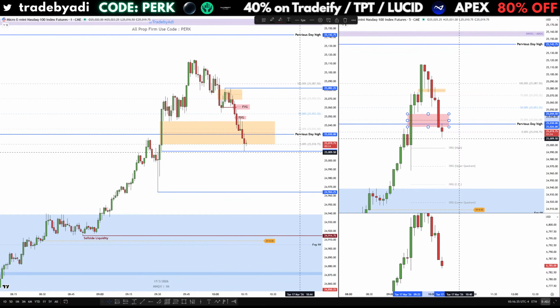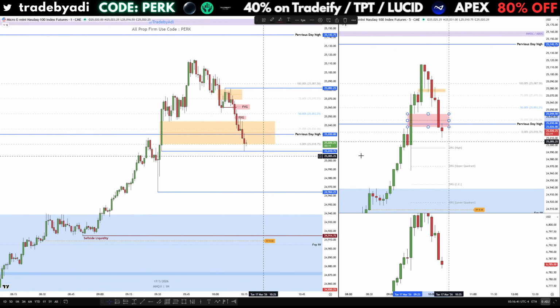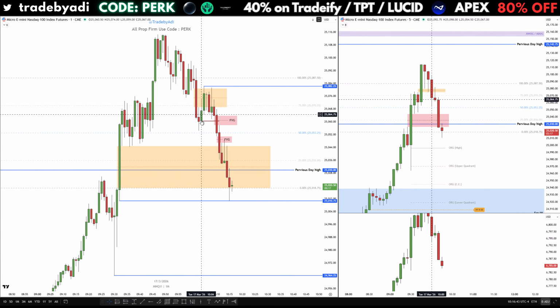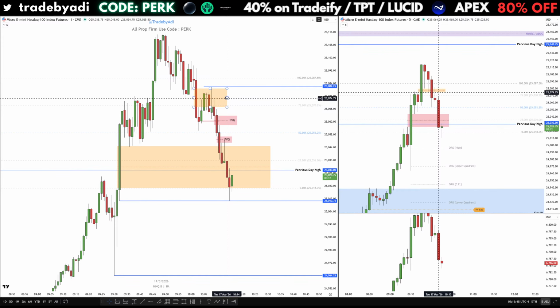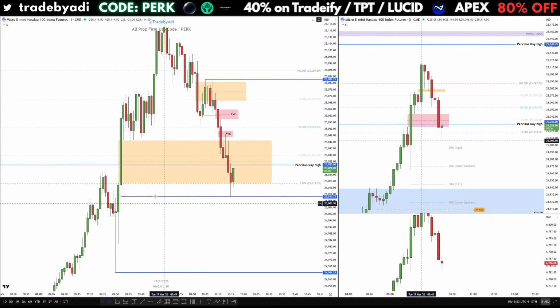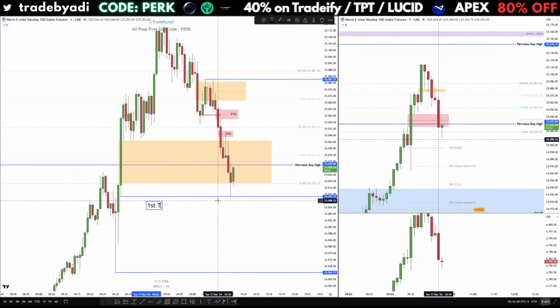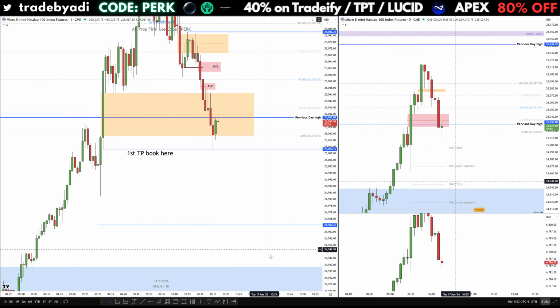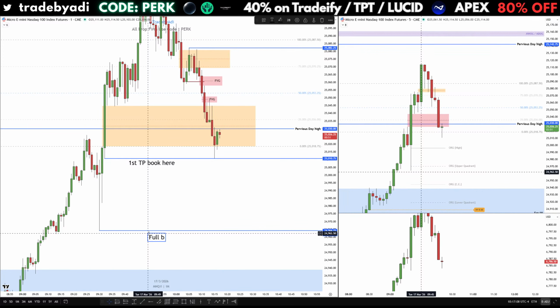I told you guys that I told you the plan beforehand. Okay, I will short after having this change in state of delivery and inside this fair value gap. First TP, look here. Look, look, look, over here.